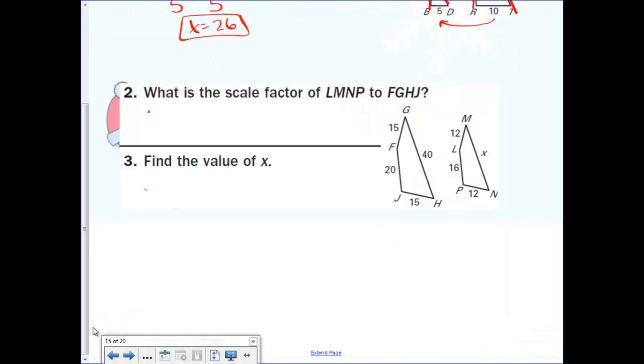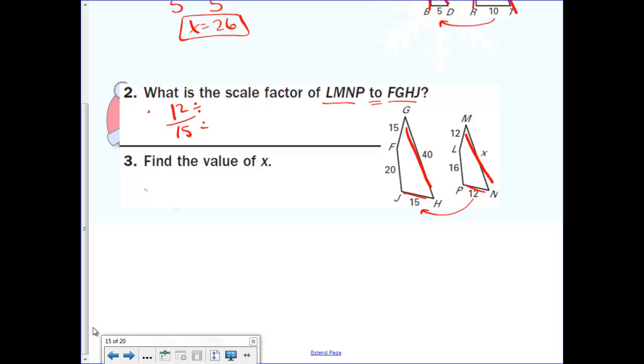What's the scale factor of element P to F, G, H, J? It tells you you have to start at the figure on the left or the figure on the right. I have to start at this one. It's this one to this one. What sides can I compare to find my scale factor? Which two are corresponding? JH and PN, those match up. So can I come here and find my scale factor here? It's element P, so I start at this one and come towards this one. So I have 12 to 15.